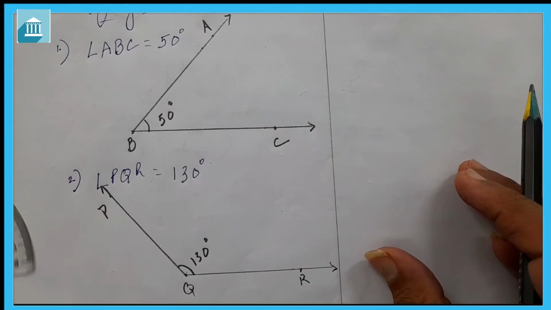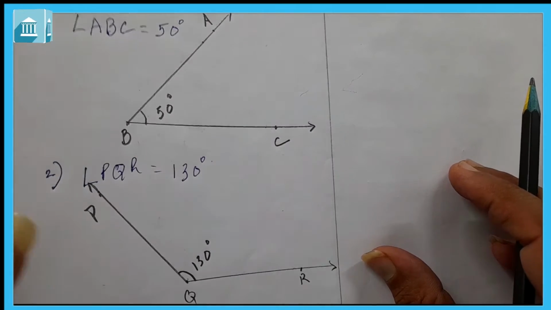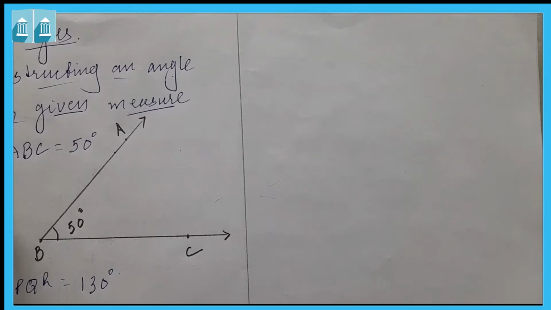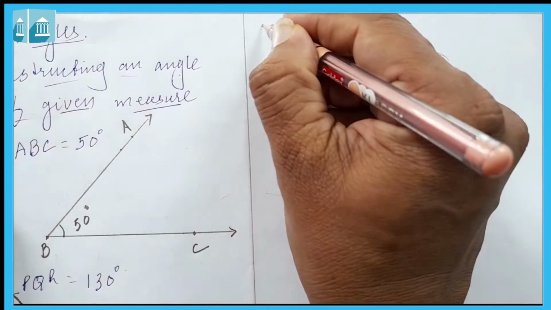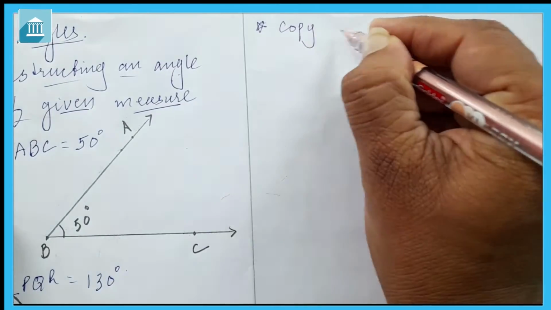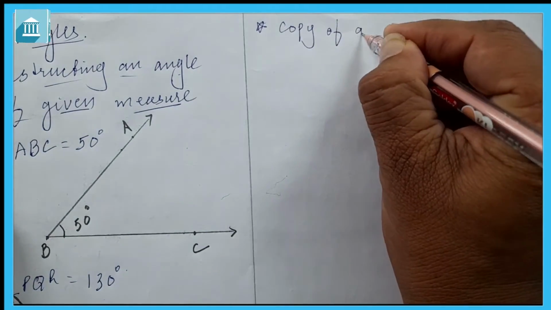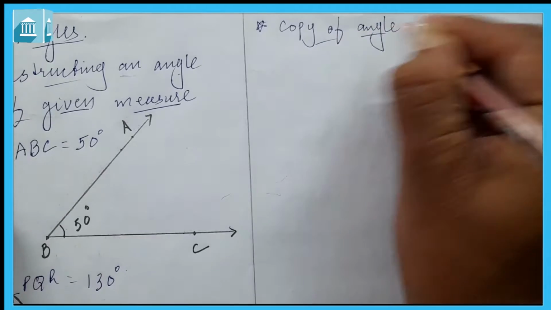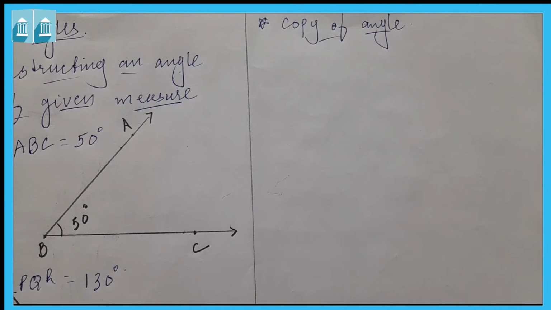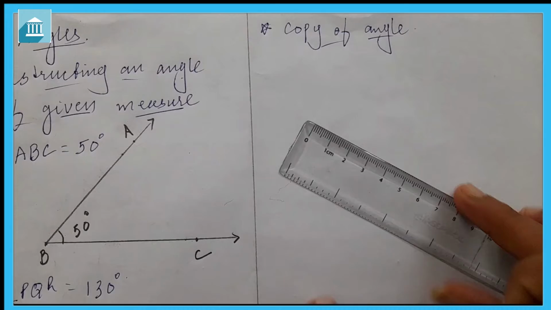Okay, now let us see another topic, that is constructing a copy of an angle. Copy of angle means to draw the copy of an angle. First we have to draw one angle and then we need to copy it. Okay, so how to copy the angle means first let us draw one angle.